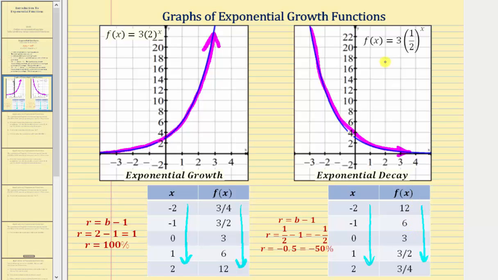One more thing to notice about both of these functions is notice that a, the initial value, is equal to 3, which also gives us the vertical intercept for both functions. Now let's look at some applications of exponential functions.